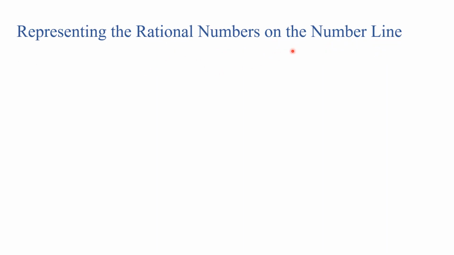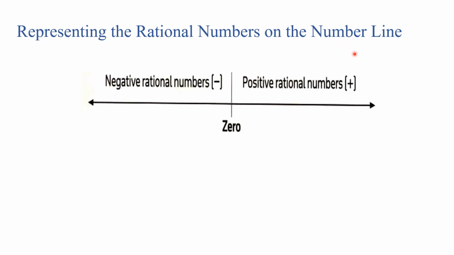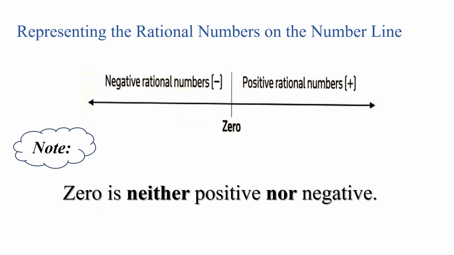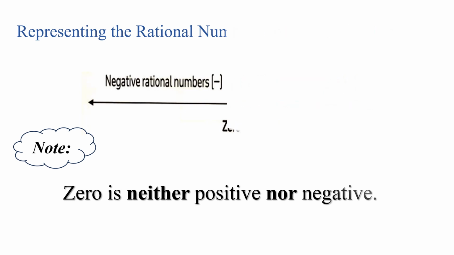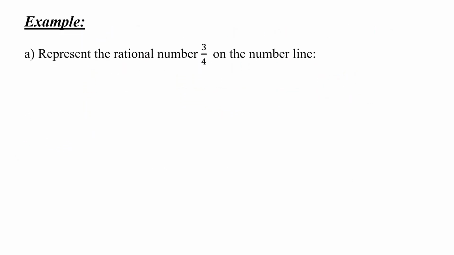Representing rational numbers on the number line. We talked before about the number line. We have 0 in the middle, the positive numbers on the right, and the negative numbers on the left. Note that 0 is neither positive nor negative. So, for an example, represent the rational number 3/4 on the number line.